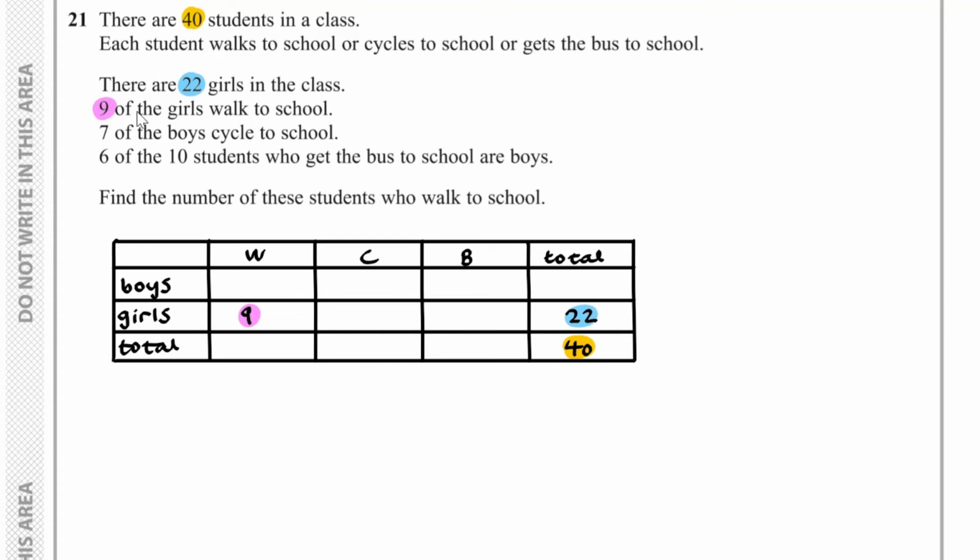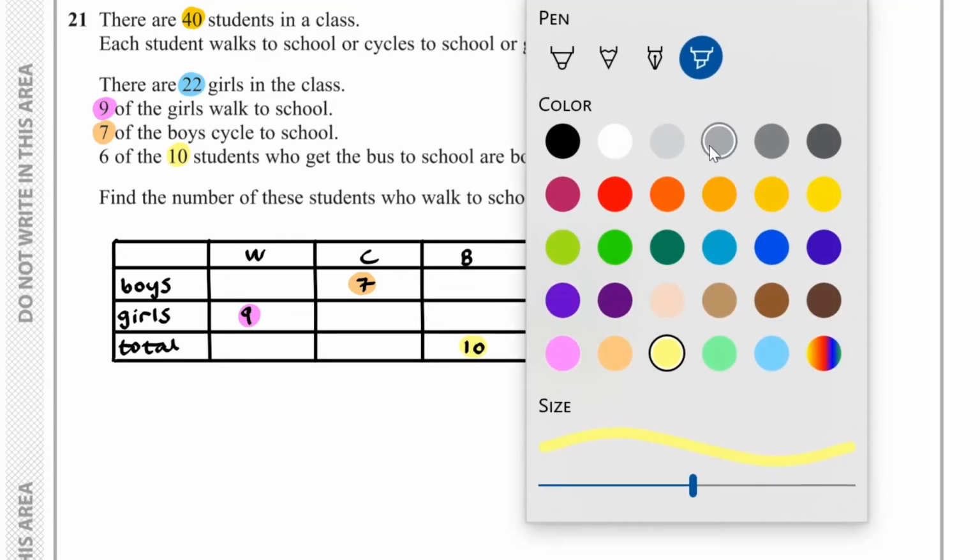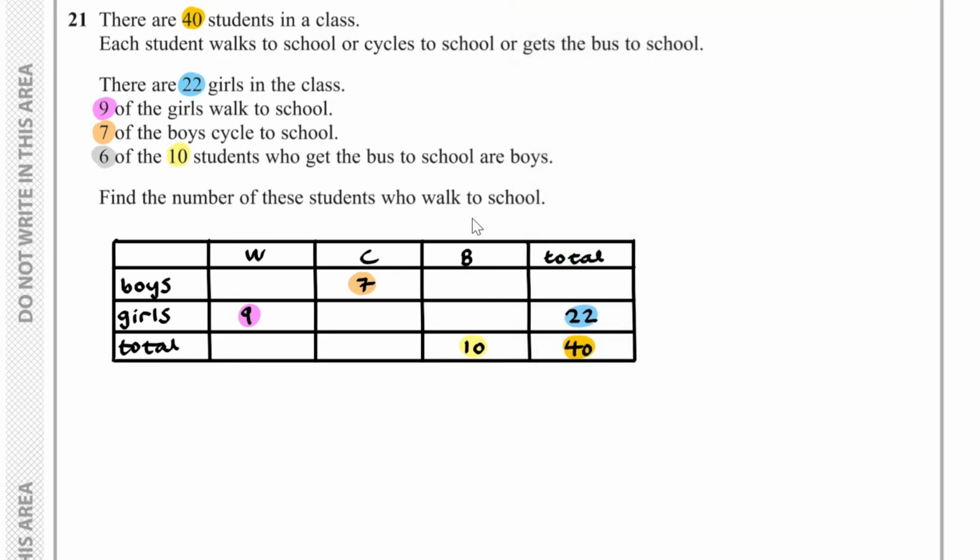So what else do we know? We know that 7 of the boys cycle to school. So here 7 boys cycle. So if we grab a different colour, here we have 7, and we know that 6 of the 10 students who get the bus are boys. So this tells us there are 10 students who get the bus, and of those 10, 6 of them are boys. So if I shade this in, 6 of them are boys.